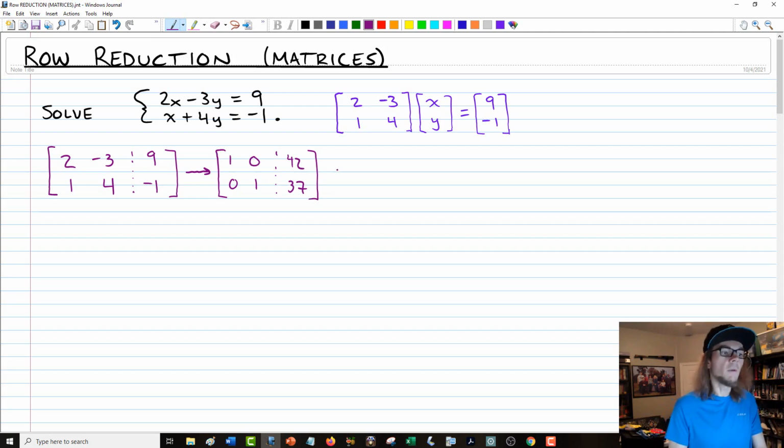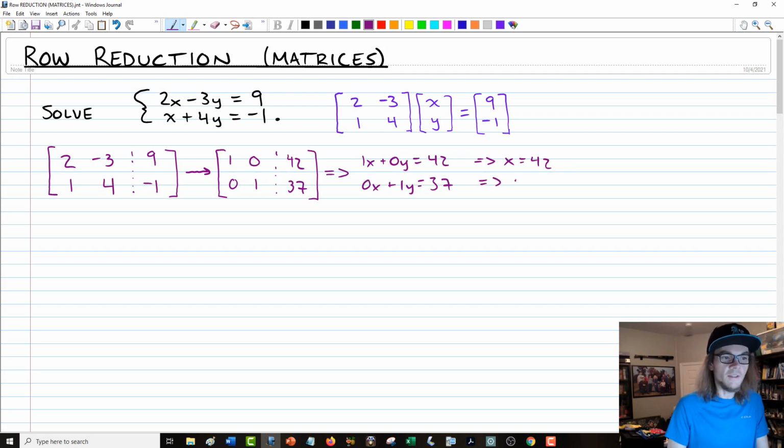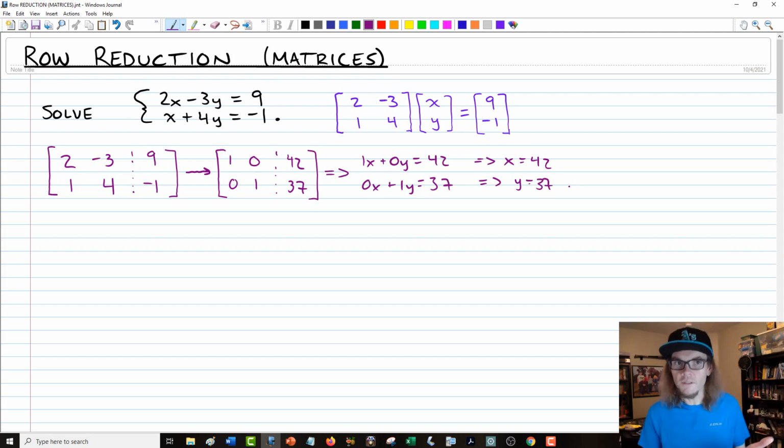They're not, don't get excited, but if they were, what this matrix would transform into is saying 1x plus 0y equals 42 and 0x plus 1y equals 37. And if you clean those up a little bit, you'll see the first one just says x equals 42 and the second one says y equals 37. So the idea here, other than the fact that I can't draw threes right now, is that we turn it into a form that trivially solves our system of equations. So that's our goal. That's what we're trying to do.